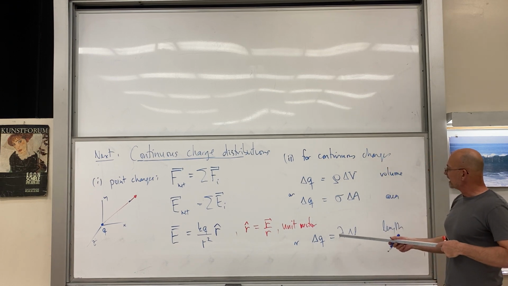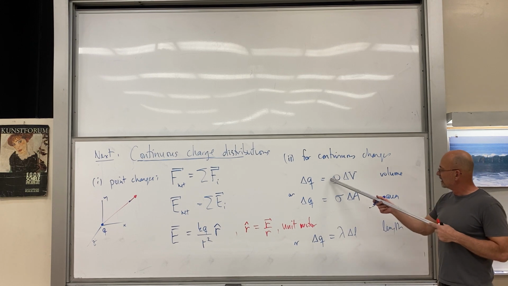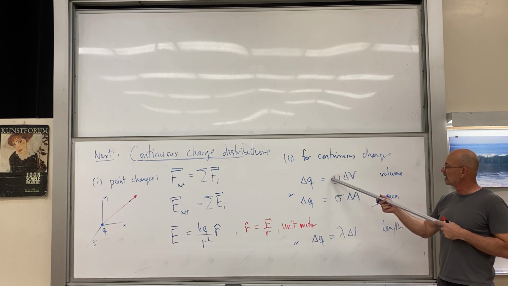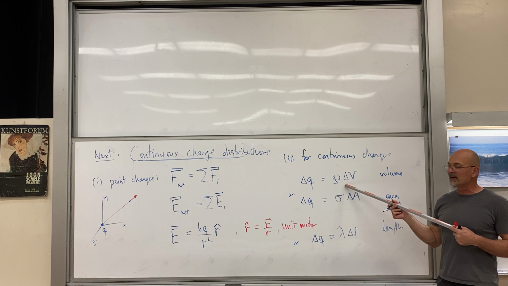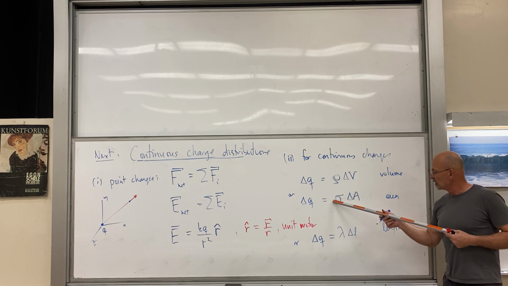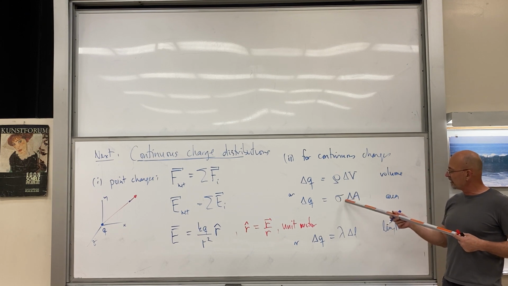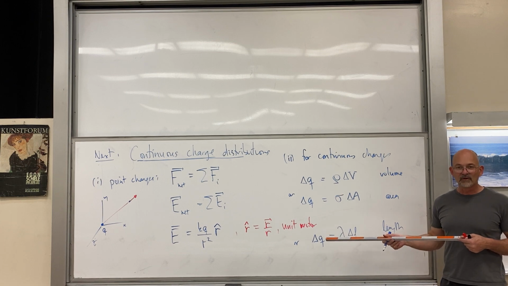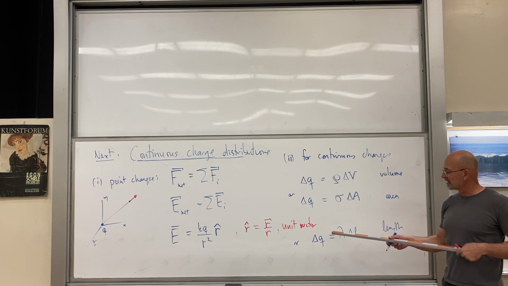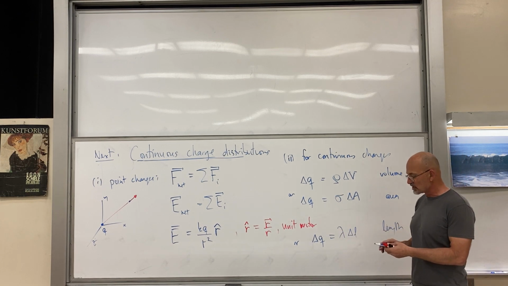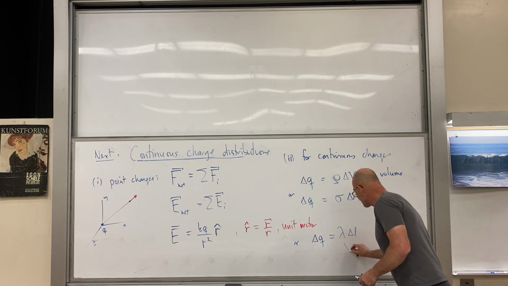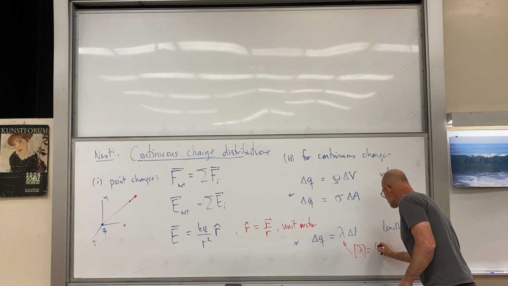So what you'd be talking about is density here would be coulombs per cubic meter, right? Charge per volume. This would be coulombs per surface area. This would be coulombs per meter, or charge per length. And the one we're going to start with is charge per length. Okay. So lambda, I'll just write charge per length.